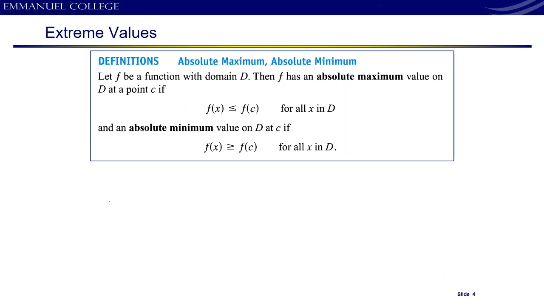So the definition of an absolute maximum and an absolute minimum. So let f be a function with a domain D. Just this could be closed, it could be open, it could be half closed and half open.